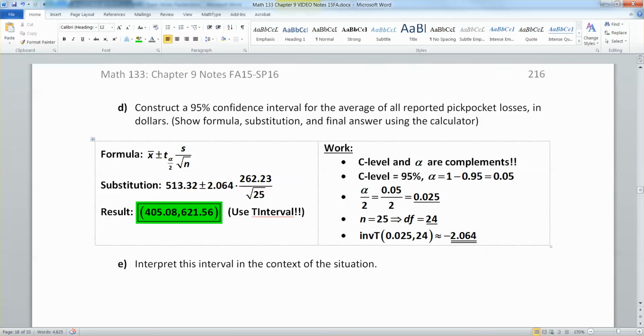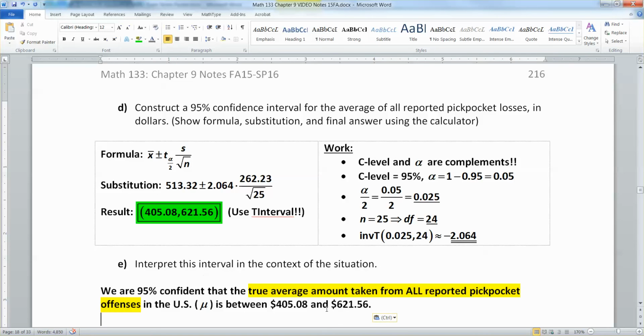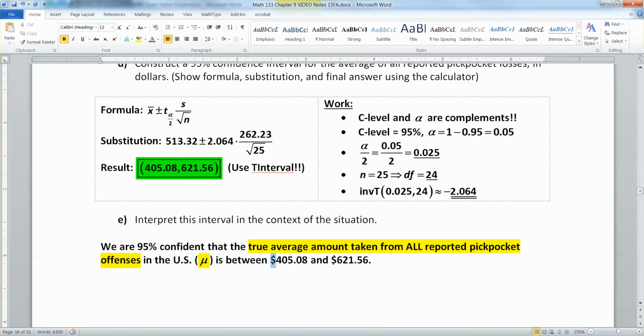In other words, we are 95% confident that the true average of all pickpockets, reported pickpockets, I should say, is between 405.08 and 621.56. So you're 95% sure that the mu value, which I explained earlier, is the true average of all the pickpocket offenses. But you have to write it out in English. So you're 95% confident that the true average amount taken from all reported pickpocket offenses in the US is somewhere between those two numbers. And give them units, of course. Units is always nice for a real problem. So if they have units, then use them.